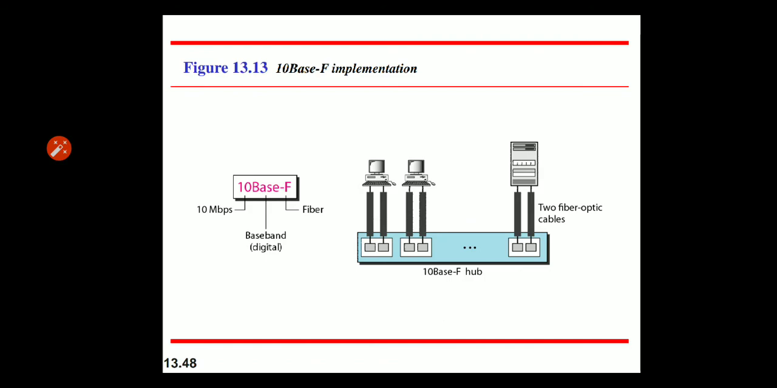Okay, so next we see 10Base-F, fiber Ethernet. Although there are several types of optical fiber 10 Mbps Ethernet, the most common is called 10Base-F. 10Base-F uses a star topology to connect stations to a hub, and the stations are connected to the hub using two fiber optic cables, as shown in the figure. So you can see this concept in the figure.